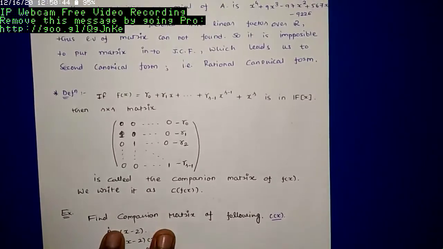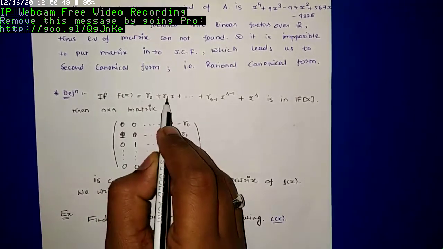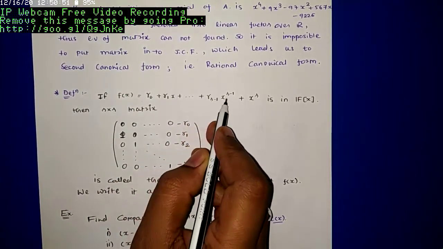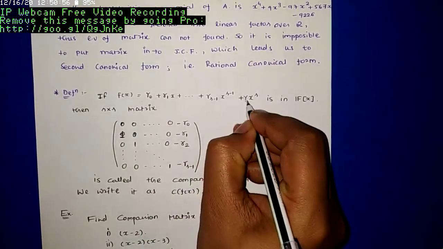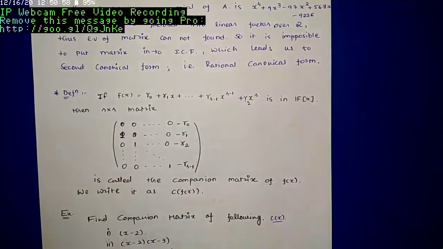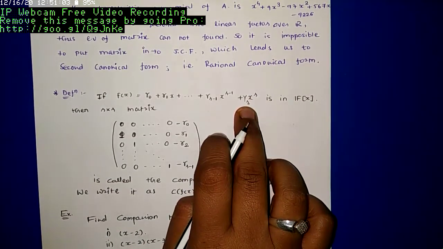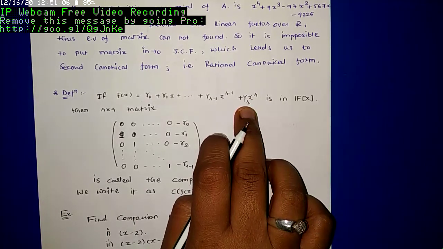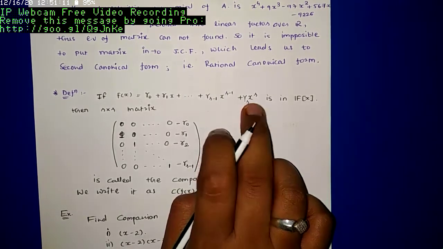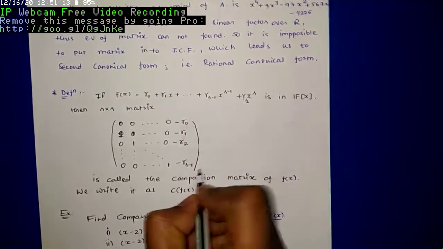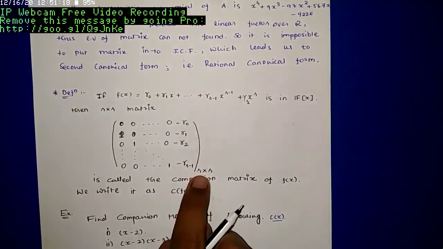What is a companion matrix? If your polynomial is like this, gamma 0 plus gamma 1 x plus up to plus gamma r minus 1 x raised to r minus 1 plus x raised to r, in F[x], and which is of degree r, then we get a companion matrix which is r cross r, because the degree of the polynomial is r.